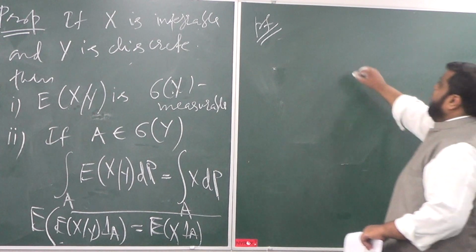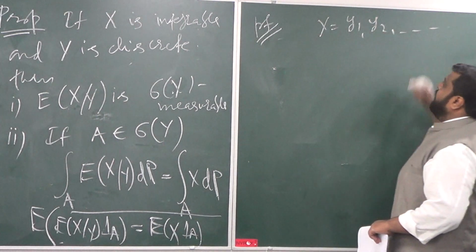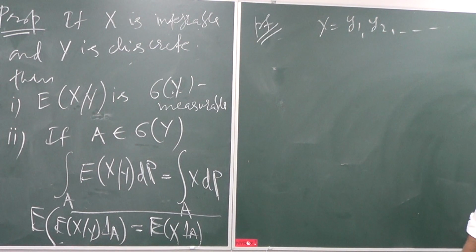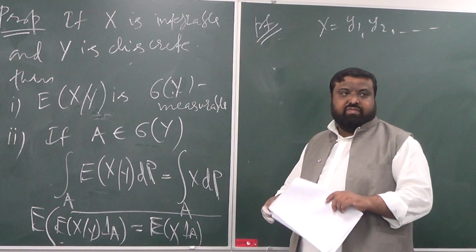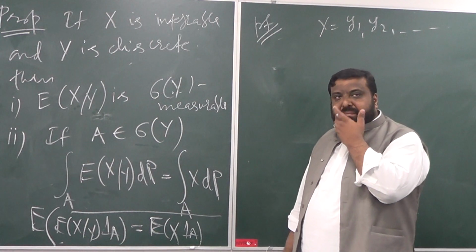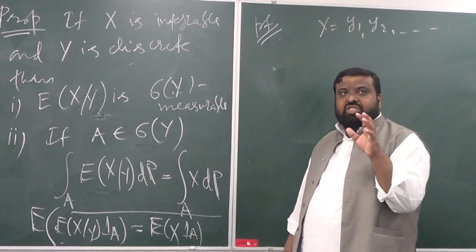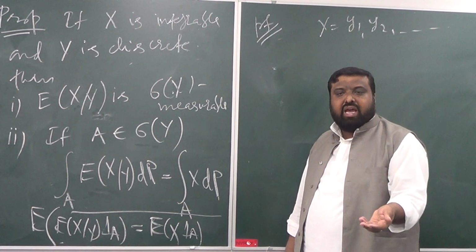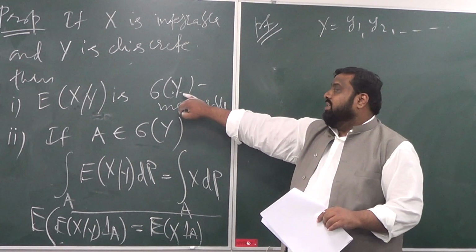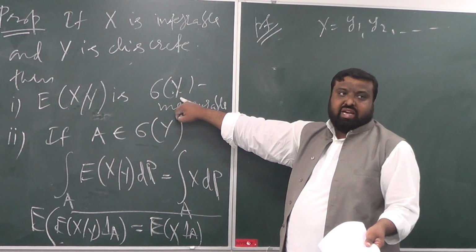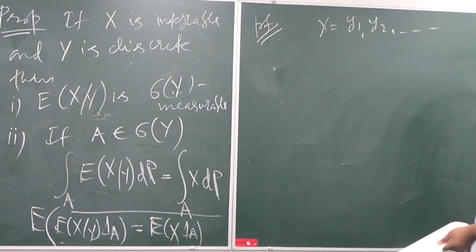So here's the thing. If y is taking these values y1, y2, and so on and so forth. By the way, what is the meaning of the sigma field generated by a random variable? By the sigma field generated by a random variable, I mean the sigma field generated by the inverse images of the Borel sets under y. That's the definition of the sigma field.